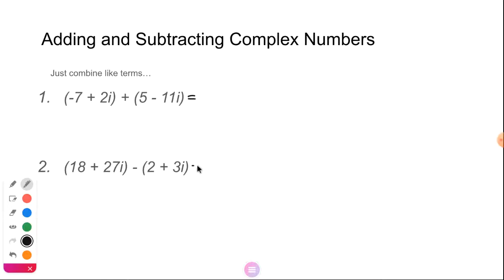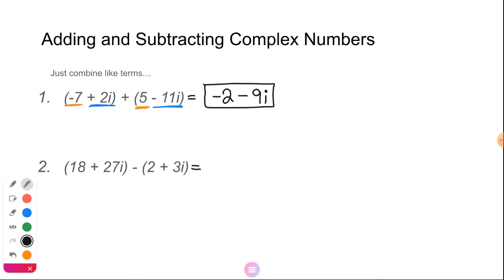Okay. So for the first one, we have a negative 7 and a 5 as our whole numbers, our real number part. So negative 7 plus 5 gives us a negative 2. So that was our real parts that we just added together. Then our imaginary parts, we have a positive 2i and a negative 11i. So we have 2 plus negative 11, which gives us a negative 9i. And then that would be the answer for this one. Okay, so our real part and then our imaginary part to make our complex number.